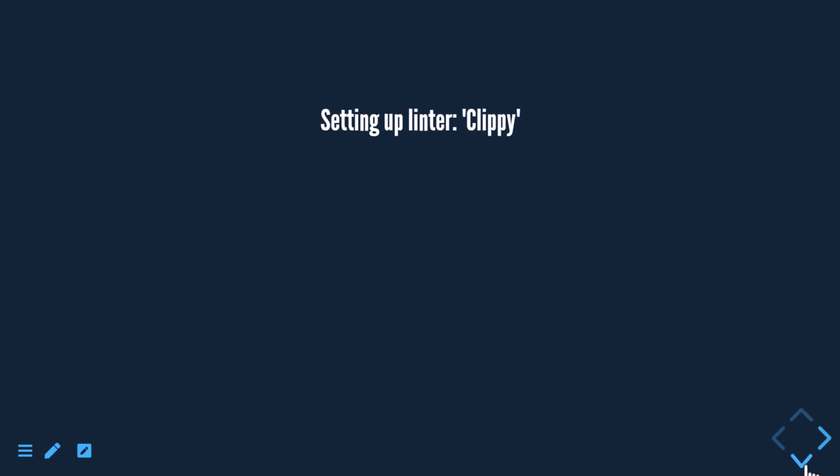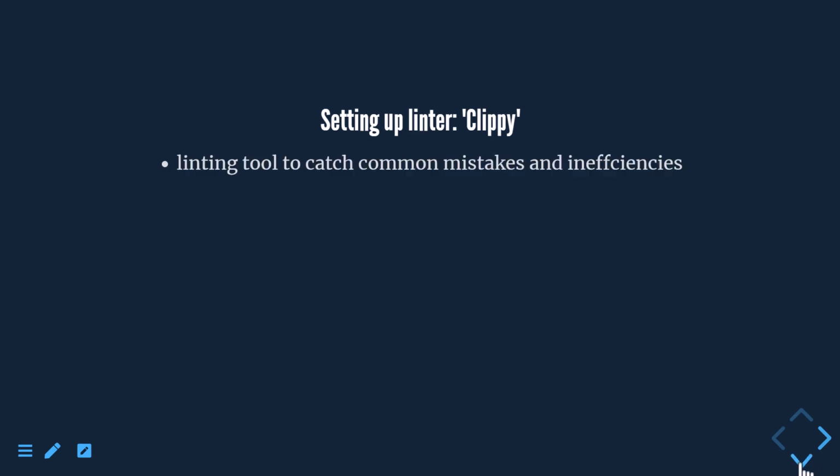And now there is another very interesting tool, that is Clippy. It's a very popular linting tool to write better Rust programs. Most of you might be aware of what linting tools are. It catches your common mistakes and inefficiencies in your code, and I will always advise you to run this tool regularly on your code.